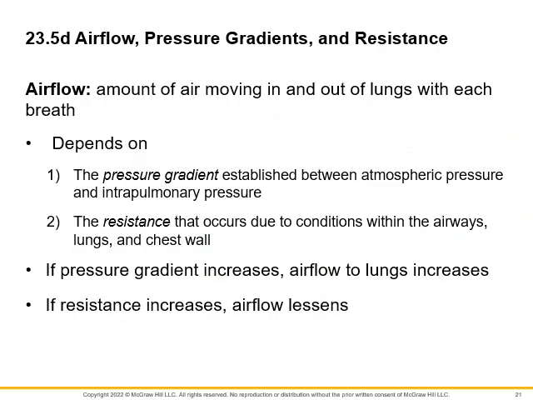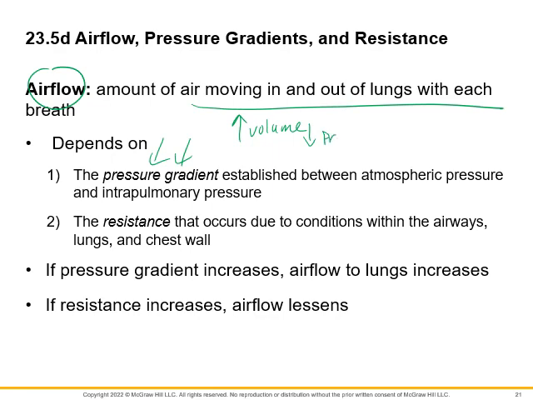We've talked about airflow, right? We've talked about air moving in and out of the lungs with each breath. We've talked about pressure gradients. We talked about if you increase the volume of the thoracic cavity, that decreases the pressure. And if you decrease the pressure, you're going to see air move in, right? We did that with inspiration. So we've talked about atmospheric pressure and intrapulmonary pressure. The other factor that we need to think about in terms of airflow, air moving in and out, has to do with resistance. So if pressure gradient increases, airflow into the lungs increases.